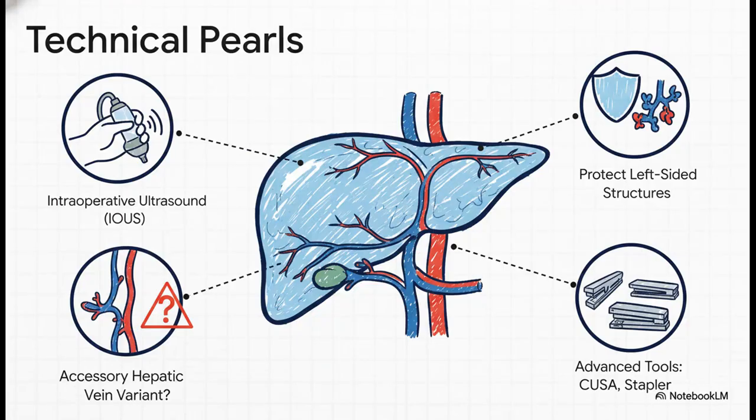Perfect. Very good. Now we're getting to the details that really separate the experts. You absolutely have to use intraoperative ultrasound to confirm what you saw in the scans. When you're taking the right-sided structures, you have to be paranoid about identifying and protecting the left-sided ones. And you always have to be on the lookout for weird anatomy, like an accessory right hepatic vein, which can cause massive bleeding if you're not ready for it.